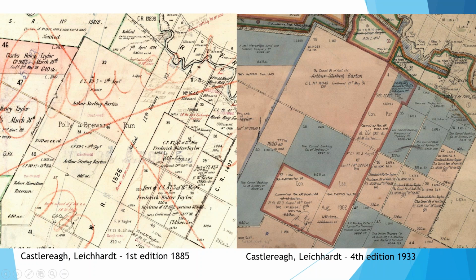If we have a look at the 4th edition from 1933, one of the main things that's different is that we now have bank names instead of individuals' names. And this indicates that these properties were mortgaged when the certificate of titles were issued because the conditional purchase or conditional lease had been finalised. We also get our volume and folio numbers, so that gives us a link into the certificates of title, the Torrens title.